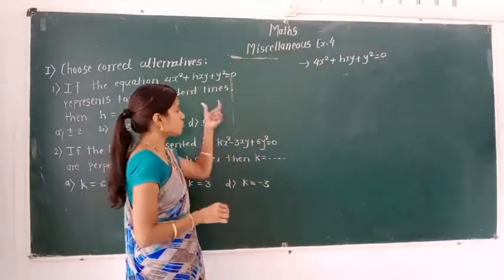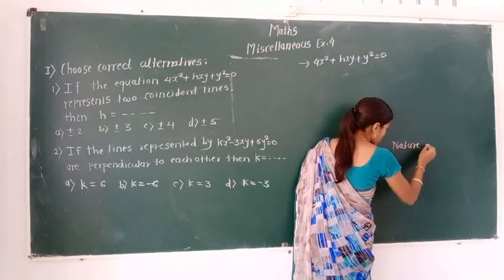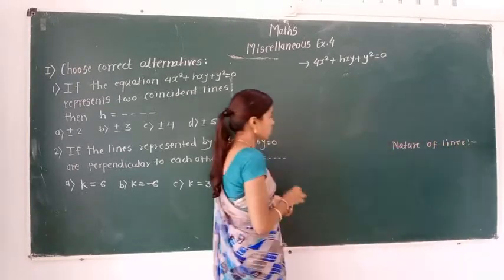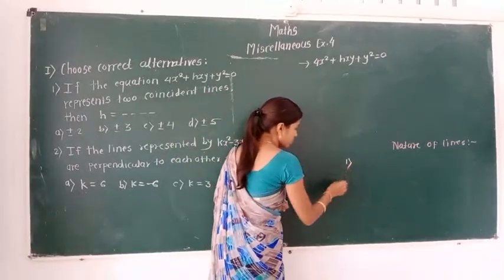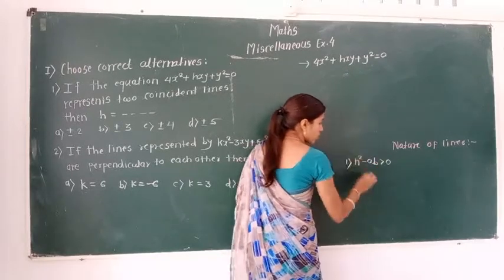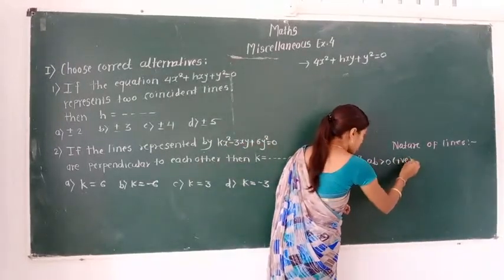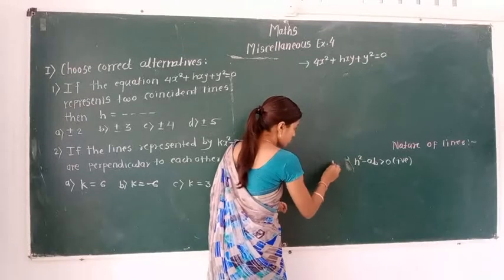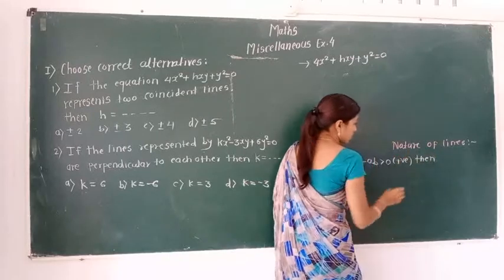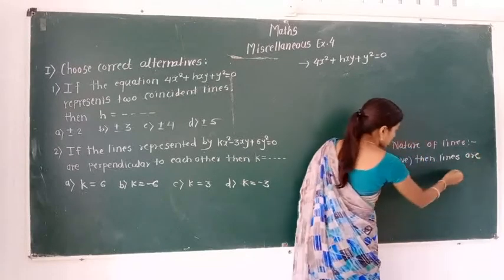Now we know the nature of lines, which we already learned. Now see, the first point is, the value of h square minus ab is greater than 0. That means when the value of h square minus ab is positive, then the two lines are distinct.